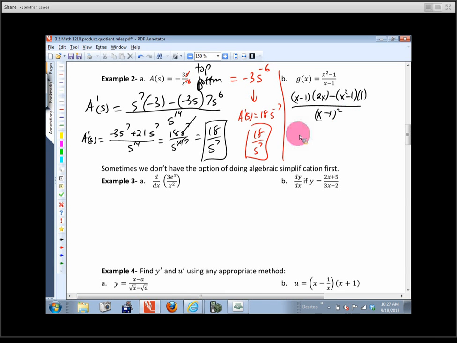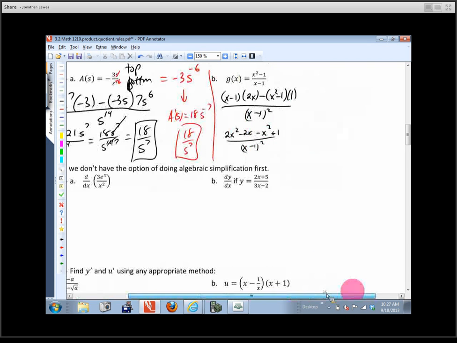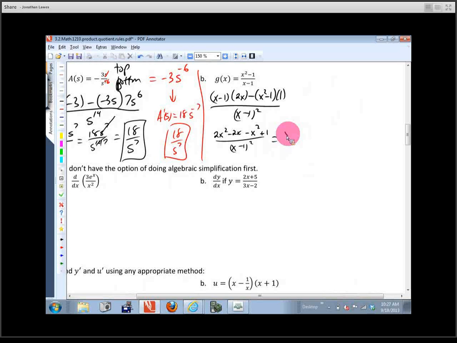This would give us, let's see, we'd have 2x squared minus 2x. This would be, help me out here, minus x squared, correct me if I'm wrong, and then this is going to be a plus 1, all over x minus 1 quantity squared. And if you take a good look at that, isn't this x squared minus 2x plus 1 over x minus 1 quantity squared? Anybody recognize that? Isn't that x minus 1 quantity squared? So wouldn't these cancel each other out? And wouldn't we end up with a 1? So after all of that, yeah.